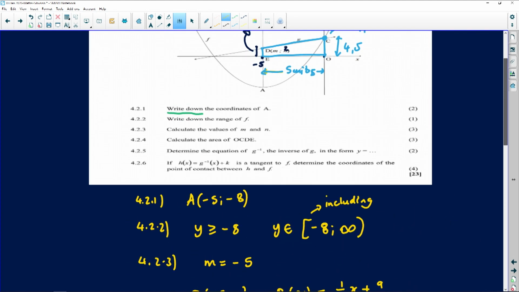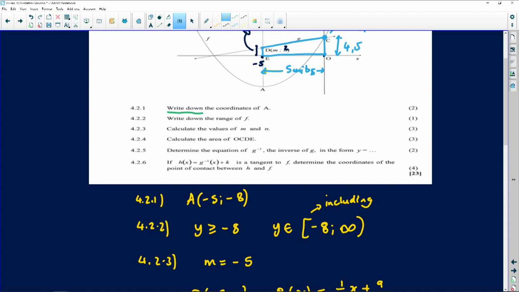The next question is 4.2.5. We are being asked to determine the equation of g to the power -1. That means the inverse of g in the form y equals to something, right? Now, what is the procedure of finding the inverse? Well, you rewrite the equation with y equals to, and then you swap the x and the y.